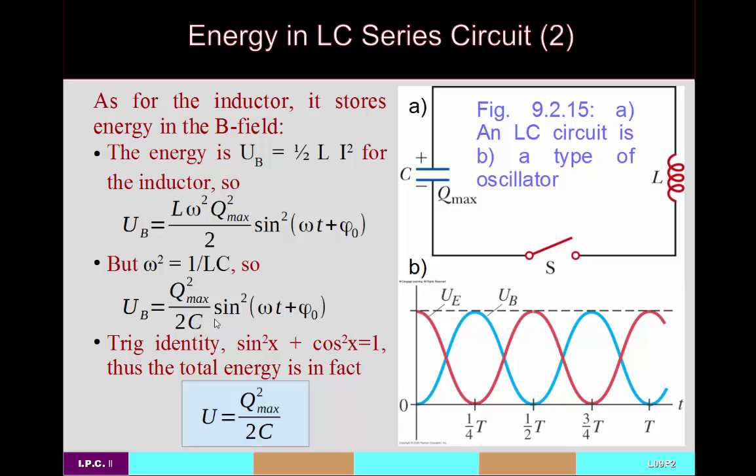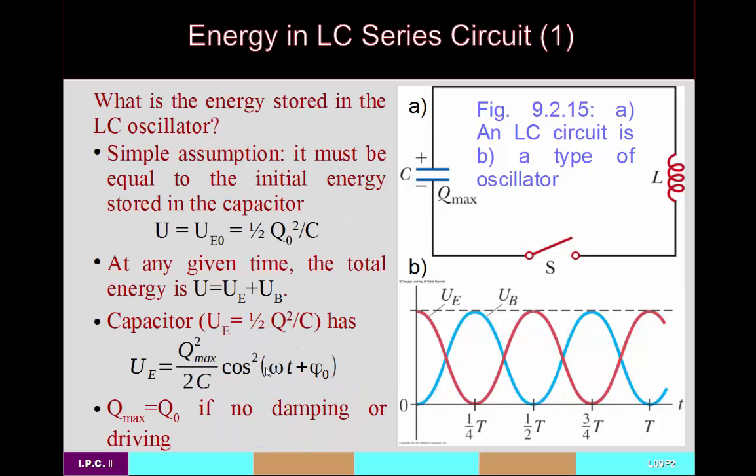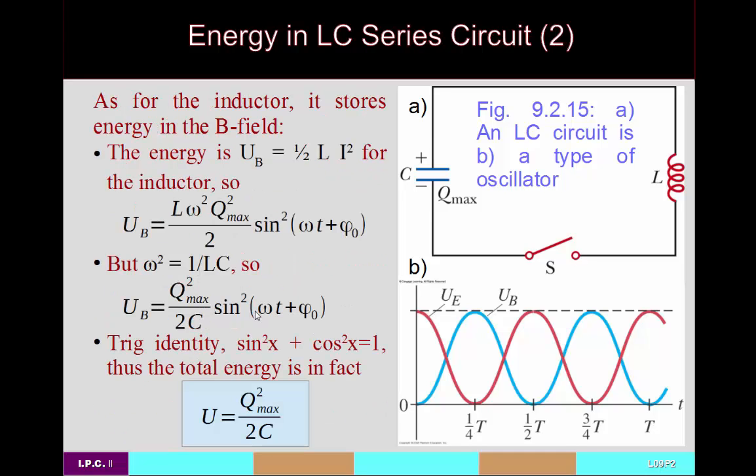So we have a cosine squared times Q max squared over 2C, and a sine squared times Q max squared over 2C. That means we have a sine squared plus a cosine squared that equals 1. So the total energy stored by this entire system is Q max squared over 2C, which is exactly what we would have expected. It's the initial energy that was stored on just the capacitor.